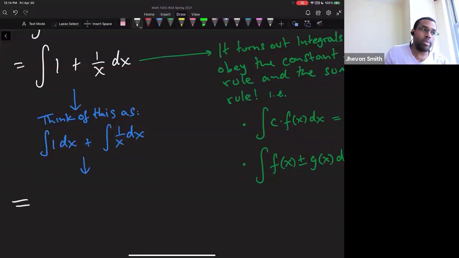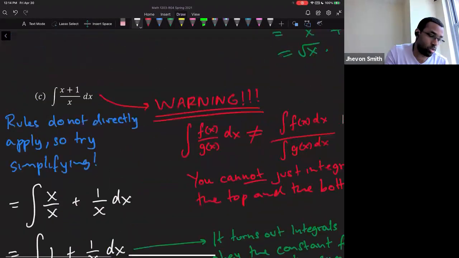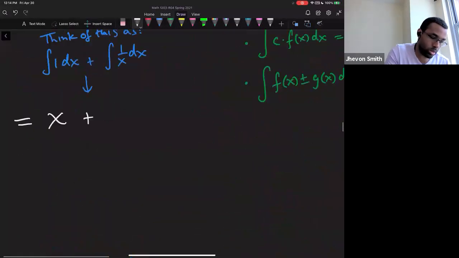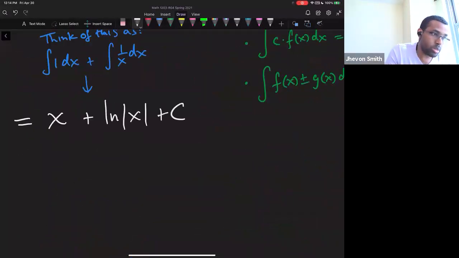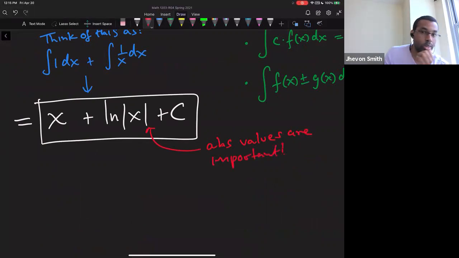So now we have the antiderivative of 1, and of course, that's just x, by the power rule, or just know that the derivative of x is 1. And then we have the antiderivative of 1 over x, which is exactly a rule. It's ln of absolute value of x. Say again, absolute values are important. Of course, there's a reason I'm repeating this that often, but we'll see how many people take heed. So yeah, we can do that.